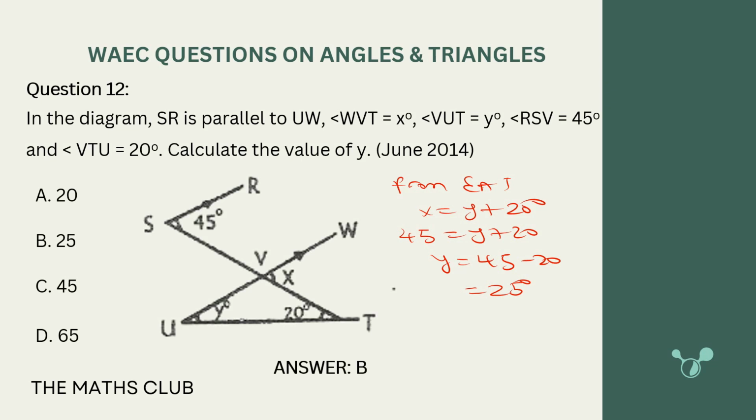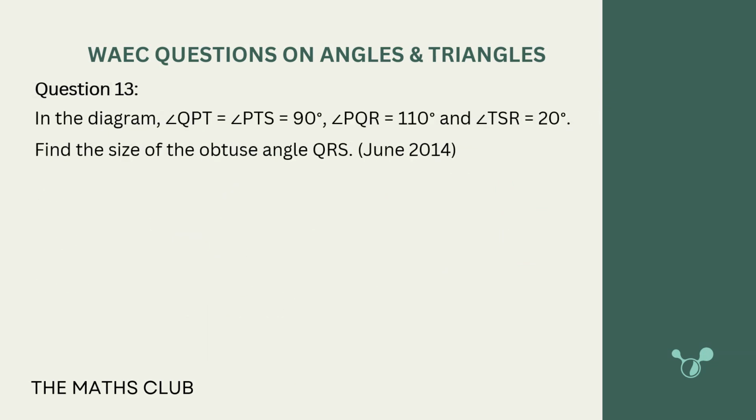Great. And the last question states that in the diagram, QPT is equal to PTS, and they're both equal to 90 degrees. PQR is 110 degrees. CSR is equal to 20 degrees. Find the value of the obtuse angle QRS. Taken from June 2014. Please pause the video and try this out yourself.